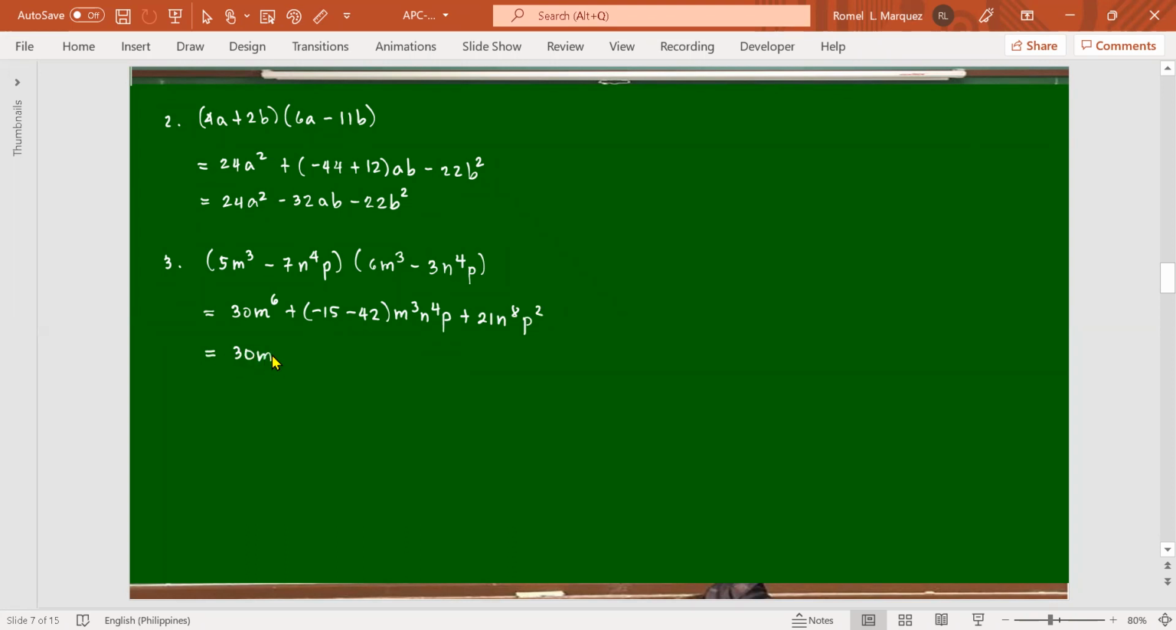Okay? 3m to the 6, negative 57 m cubed n to the fourth p, then positive 21 n to the 8 p squared. Okay, guys. Number 4.